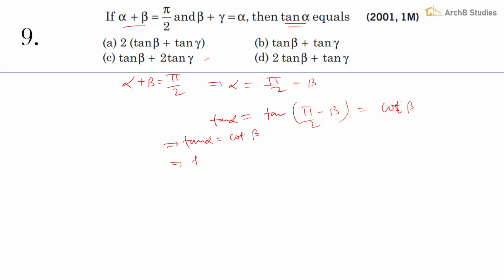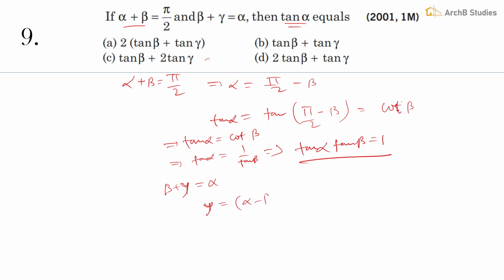If we just write like that, tan alpha equals 1 by tan beta. This implies that tan alpha into tan beta will be 1. Similarly, beta plus gamma is equal to alpha. So gamma is equal to alpha minus beta.